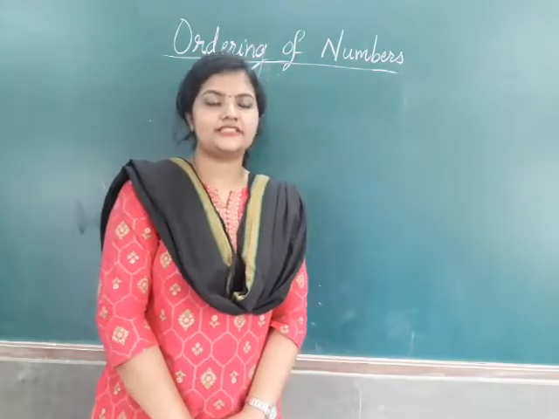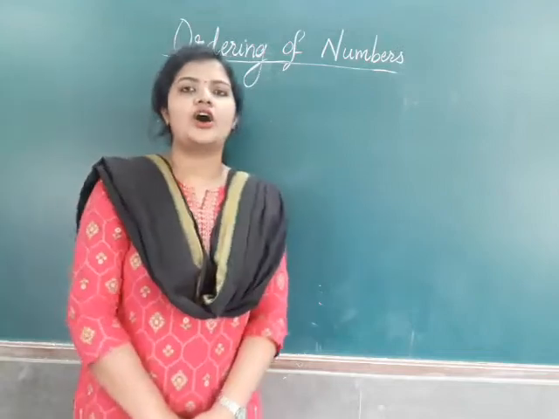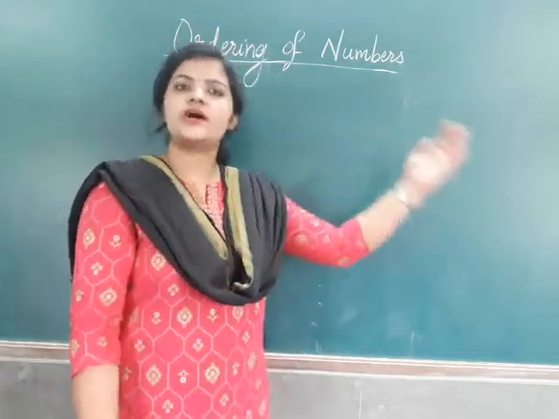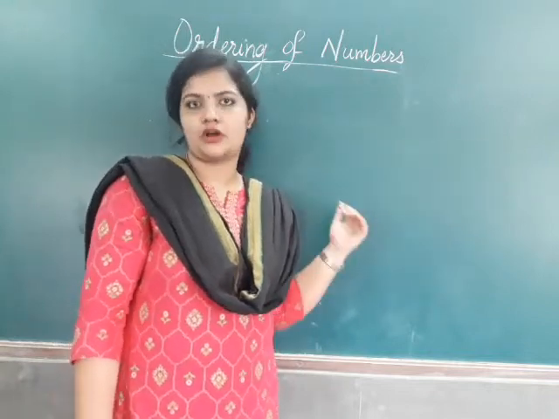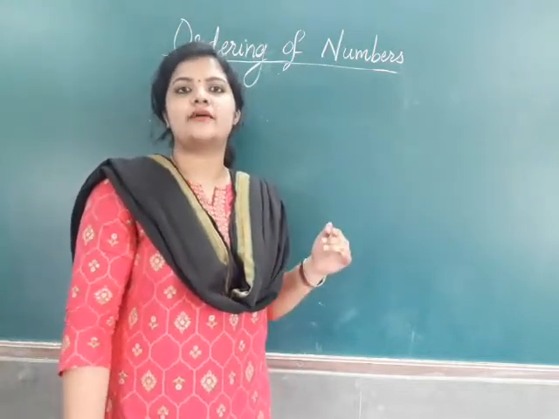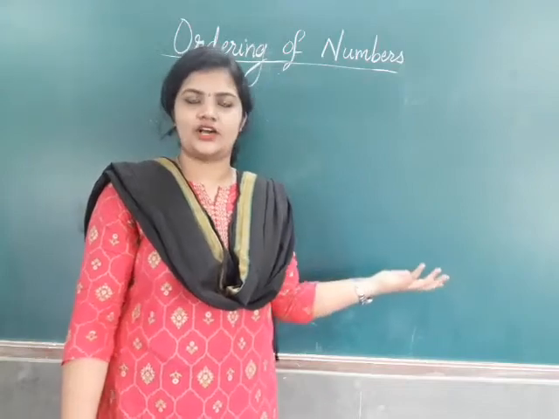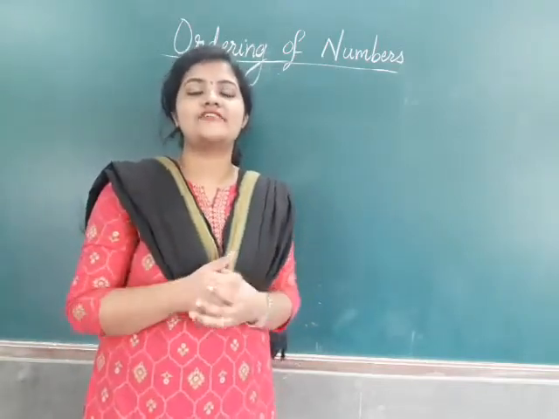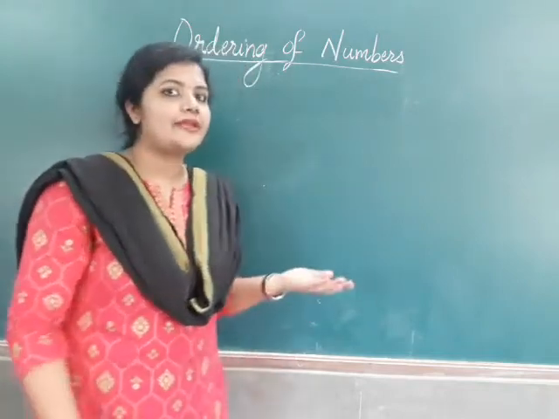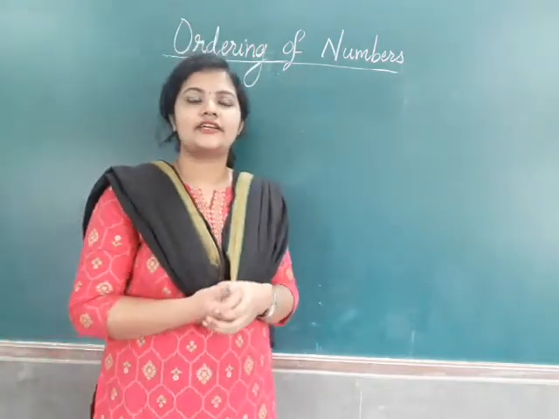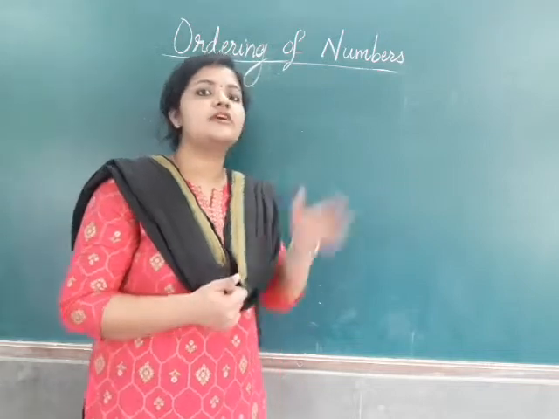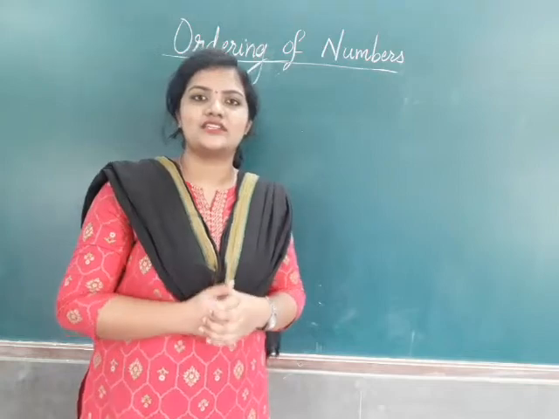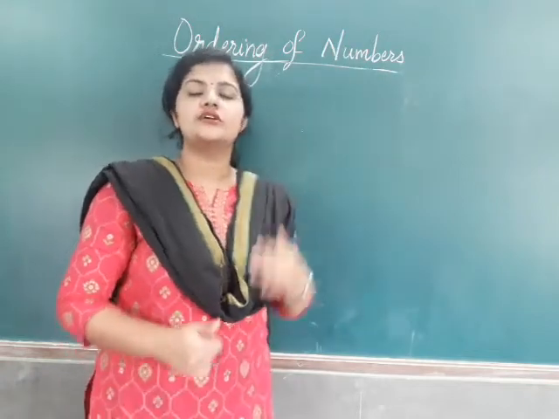Our next topic is ordering of numbers. Ordering of numbers means arranging the numbers from smallest to highest or from highest to smallest. That means arranging the numbers in ascending and descending order. You all have learned in your lower classes the meaning of ascending and descending. What do you mean by ascending order? Ascending order means arranging the numbers from smallest to highest, and descending order means arranging the numbers from highest to smallest.